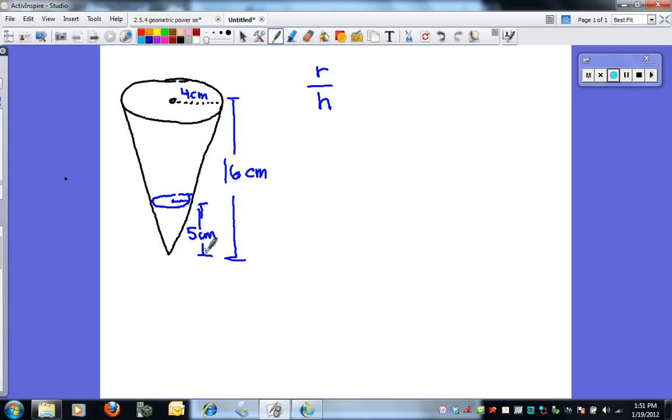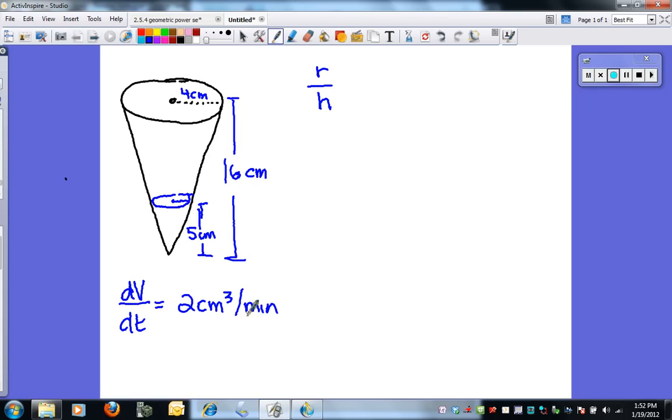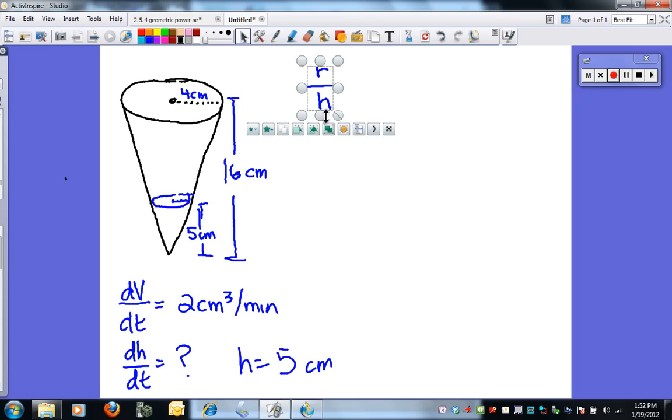So we have our diagram, there we go. Our rates. So we're trying to find what our rates are. The rate that's given, and we already talked about it, is dV/dt. It's how the volume is changing. And we know that because it's cubic centimeters per minute. Yes, per minute. And what are we looking for? We're looking for how this height is changing. So we're looking for dh/dt, and we're looking for it specifically when h is 5 centimeters. Let me move this little ratio over.